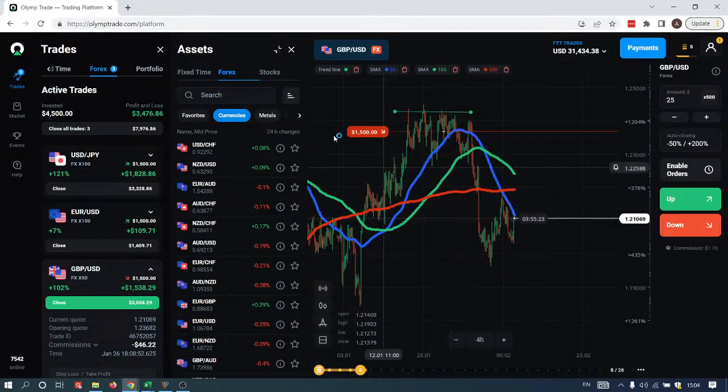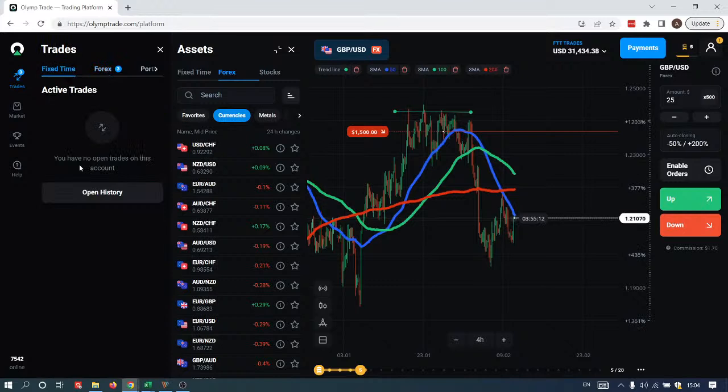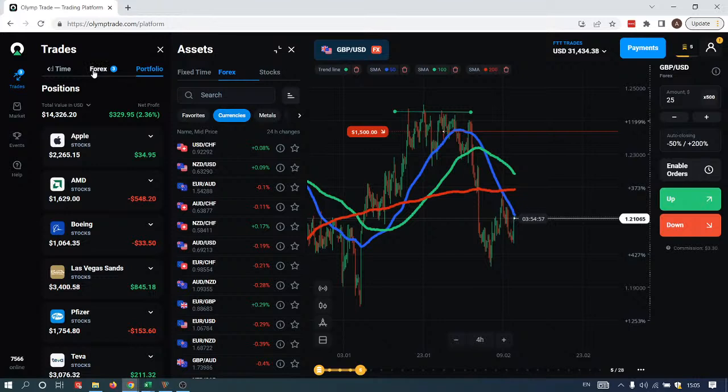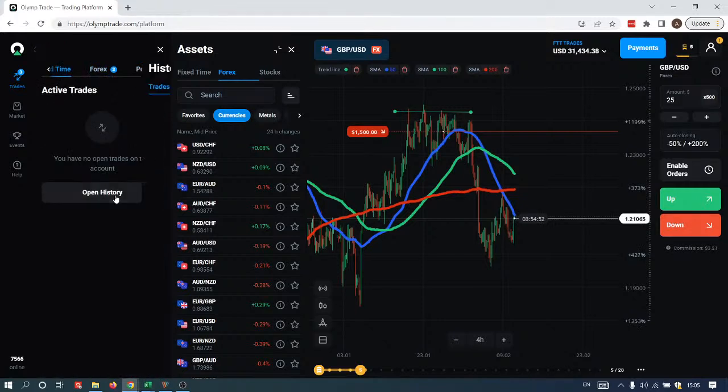So, guys, first of all, on Friday we got this nice little update, which makes everything much more convenient when you trade from your desktop. In the desktop version, we got fixed time, forex, and finally our stocks portfolio. They are all in different parts now, and they are not a mess as they used to be.